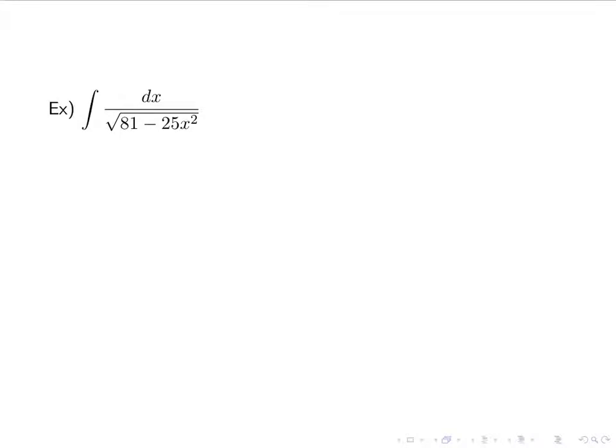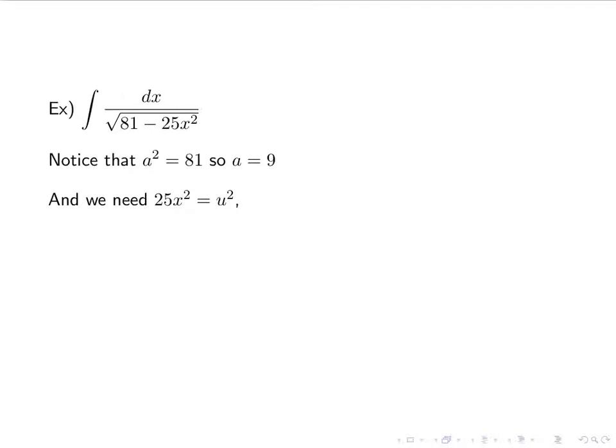Now let's do some that are slightly more complicated. We're going to need some U substitutions, basically from here on out. So we have the integral of dx divided by the square root of 81 minus 25x squared. So we still have in the denominator the square root of something minus something squared. So we have to do a couple of things. First, we're going to figure out what a is. So again, a squared is the 81, which means a is 9.